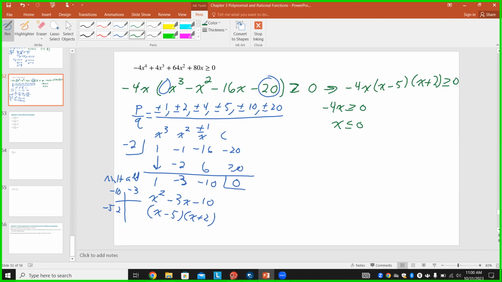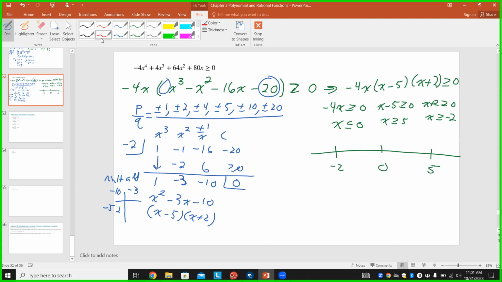So each one of these are factors. Now I'm going to set each factor greater than or equal to 0. So this is x minus 5 greater than or equal to 0, which is x greater than or equal to 5. This is x plus 2 greater than or equal to 0, so this is x greater than or equal to negative 2. So those are all your test numbers. So you have a negative 2, a 0, and a 5.